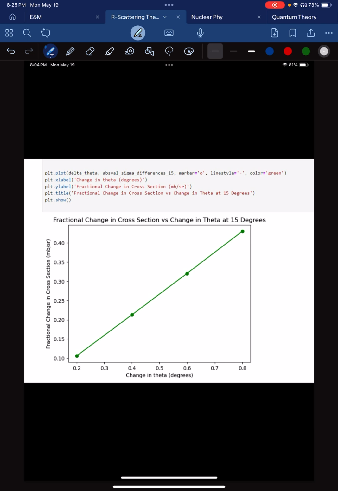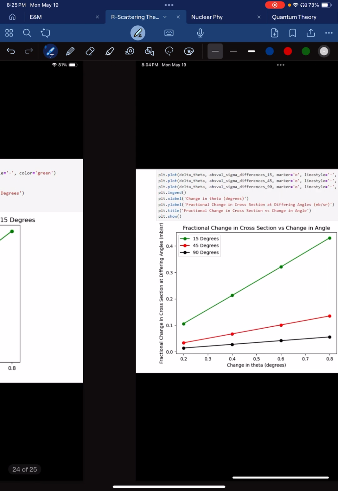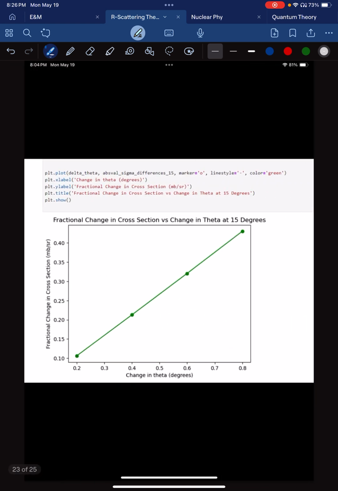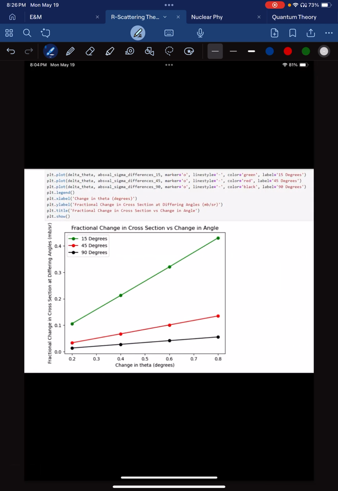And he wanted me to do the same kind of thing for larger scattering angles, particularly 45 degrees and 90 degrees. So same kind of code running for those two as well. That's why I didn't want to put it in there twice. So similar kind of code for 45 and 90, and these are all 3 plots put together in one graph. And as you can see, they're all linearly dependent: the cross sections are dependent on the change in theta.